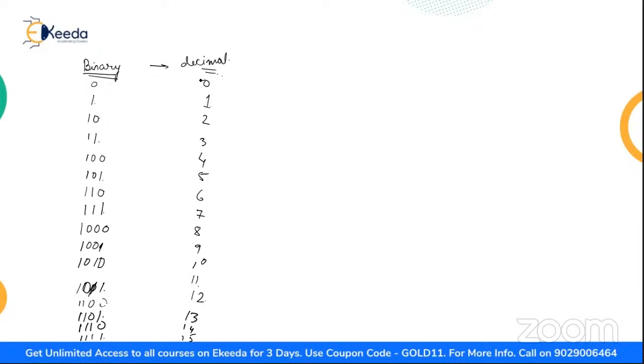So you can convert decimal into binary. How is it done? Sorry, binary into decimal. We will see an example. We want to convert 100101 binary to decimal. So how will you convert? This is the units place, tens place, hundreds place, thousands place, and then 10,000 and 1 lakh.